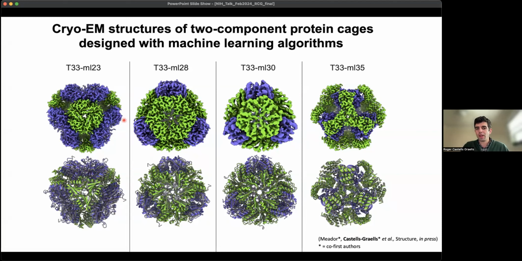So now I would like to show you a few of these structures, and I will start with TT3ML23.